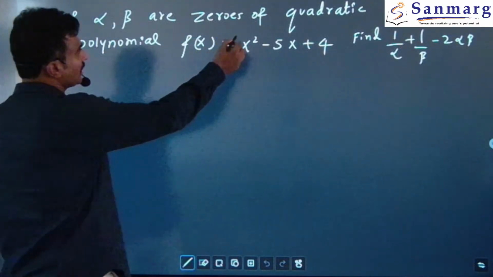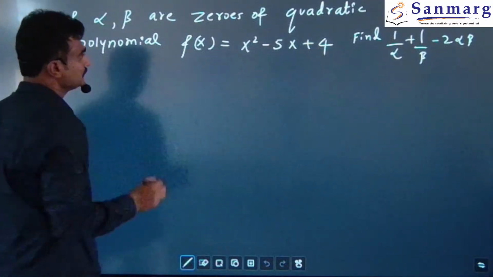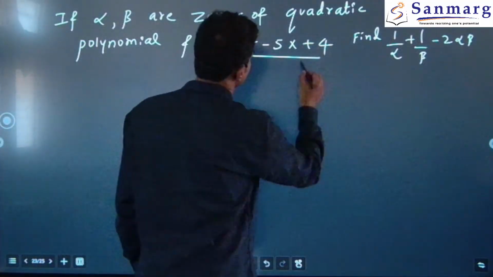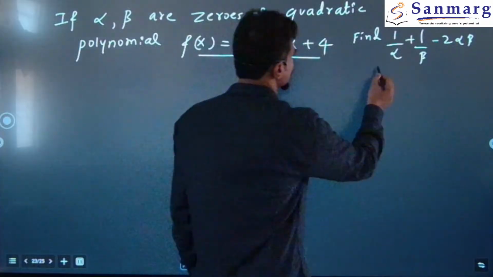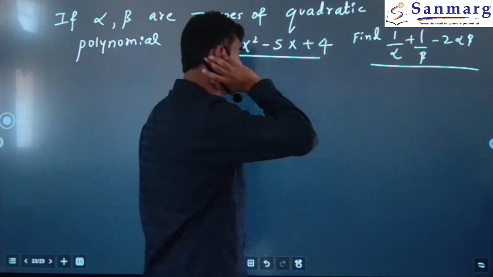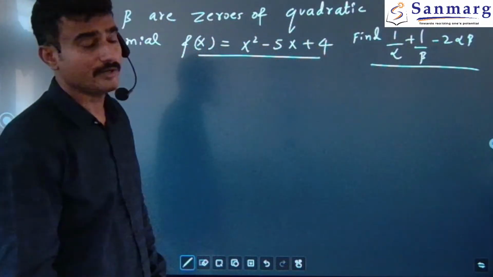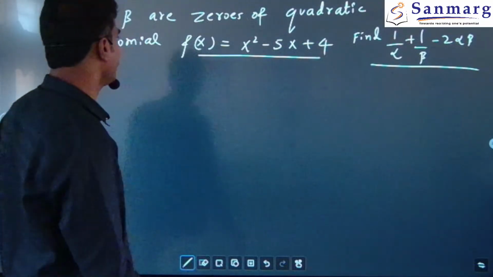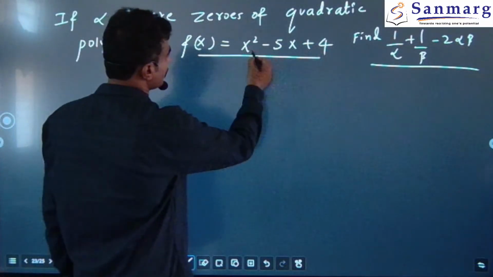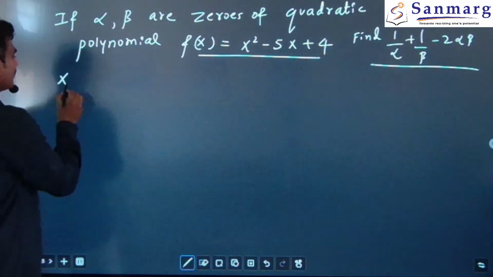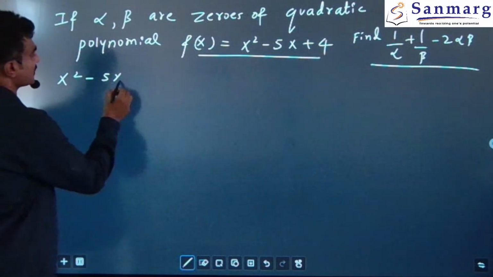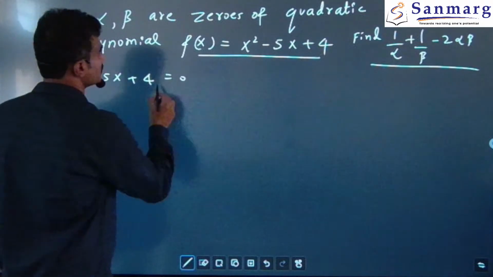If alpha and beta are the zeros of the quadratic polynomial f of x equal to x square minus 5x plus 4, find the value of 1 upon alpha plus 1 upon beta minus 2 alpha into beta. Okay. So first we will find the zeros of the polynomial x square minus 5x plus 4 equal to 0.